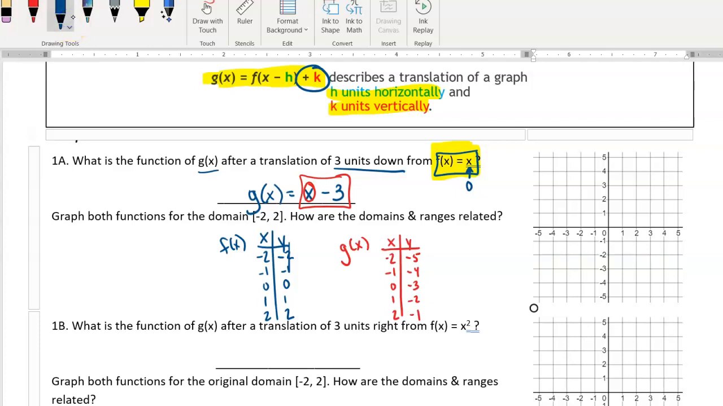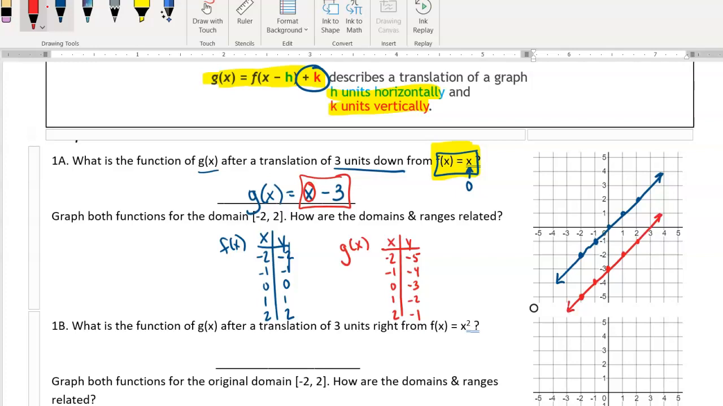So let's graph both these functions. Let's start with f of x. When I graph that, we're going to graph the points -2, -2; -1, -1; 0, 0; 1, 1; 2, 2. Even though those are the only points we graphed, this goes infinitely in both directions. All right, let's do the other one, function g. So we're going to have -2, -5; -1, -4; 0, -3; 1, -2; and 2, -1.